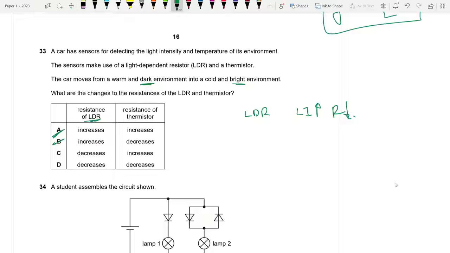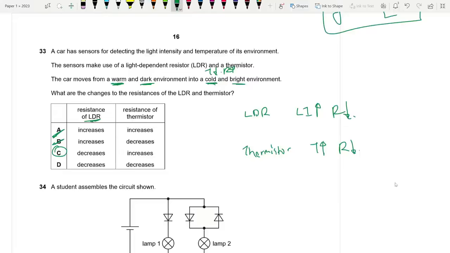And for the thermistor, it is like this. If temperature increases, opposite, okay? It's NTC, resistance decreases. So we went from warm to cold. So temperature decreased, so resistance will increase for it, okay? That is why 33 is C.